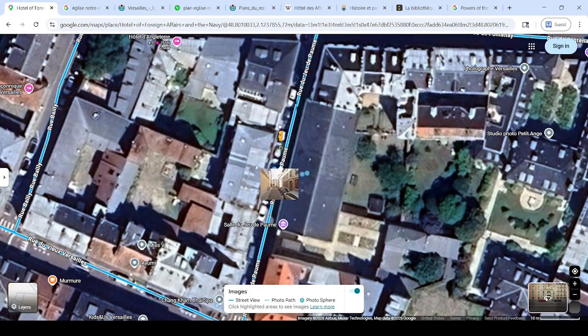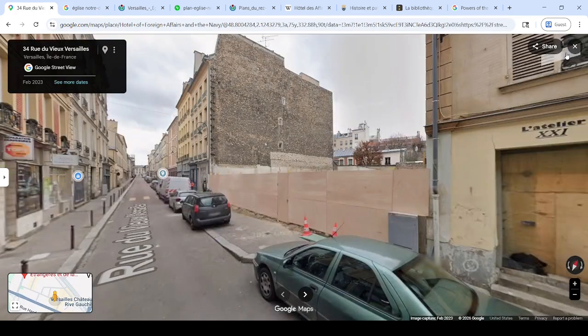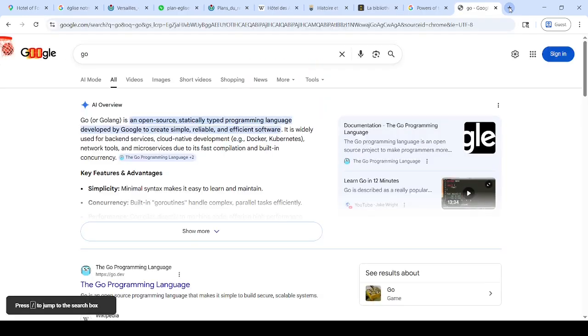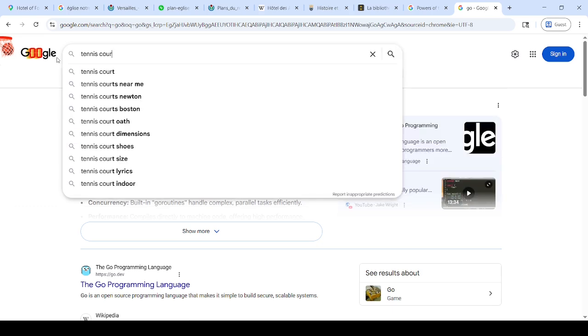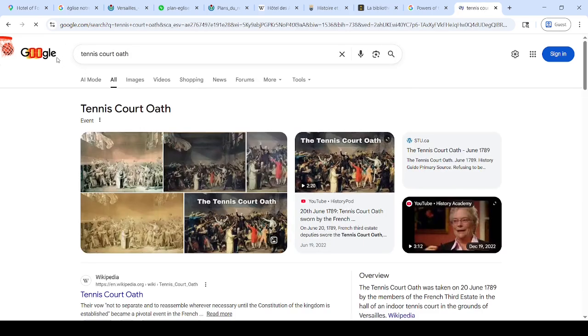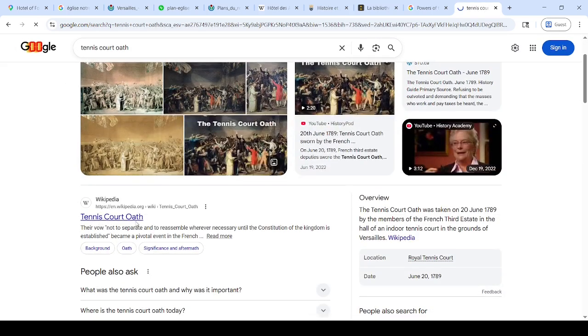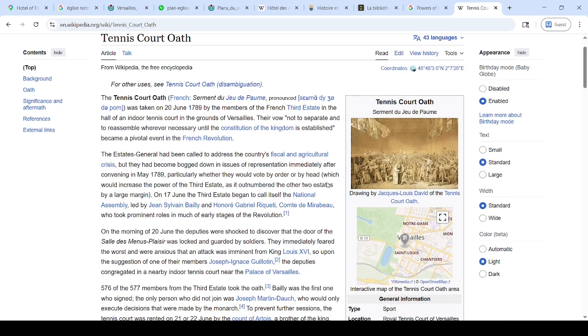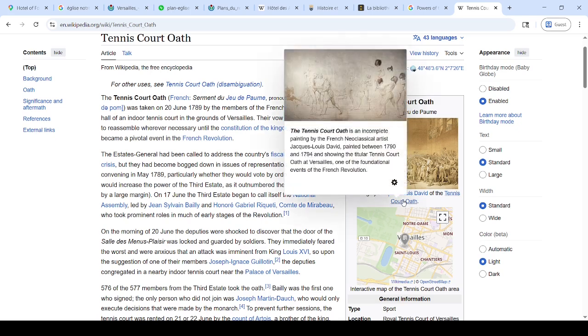It doesn't look like it. Well, that's all right. It's a square building. I can't imagine it's incredibly difficult to figure that out. So let's go take a look at the tennis court. Well, first let's start with the tennis court oath. Like I said, this was 20 June 1789. Members of the Third Estate in the hall of the indoor tennis court, the grounds of Versailles. That's doing a little bit of heavy lifting. It was several blocks away from the palace in the city, as we saw on the maps.